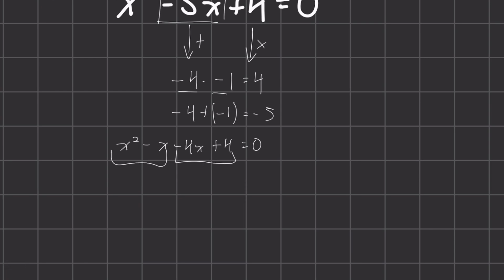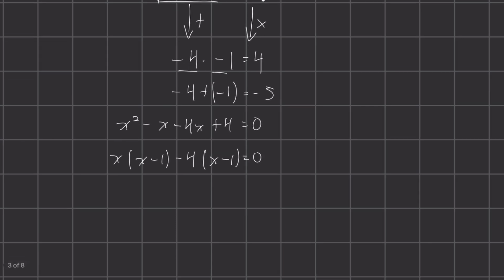So you're basically looking at these two as if they're separate expressions. For the first one, I can factor out x, which gives me x minus 1. And for the second part, I can factor out -4, giving -4 times x minus 1 equals 0. And now we can factor out x minus 1, and we're left with x minus 4 is equal to 0.